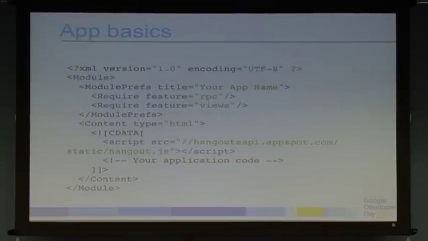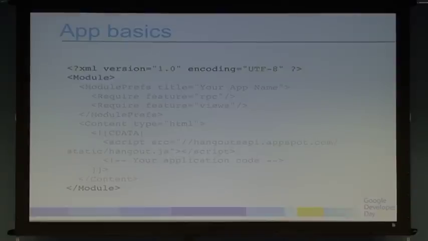And here is the most basic app ever. It doesn't get simpler than this. You can see that it's just XML, and it's wrapped in a giant module tag. Within that module tag, you have one module pref section, and that's where you put some of your metadata. So the title of the application that we show to the user. Some of the features, which are basically things like supporting the RPC stuff, that's the back end for the APIs, and nothing else. You really don't have to change beyond this.